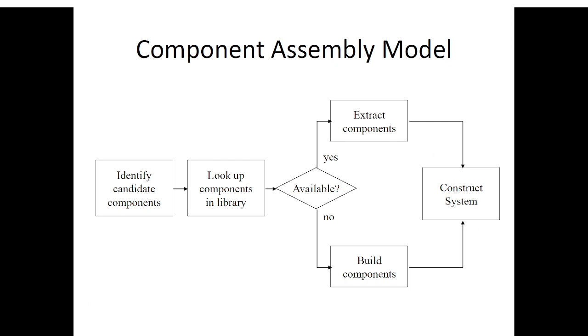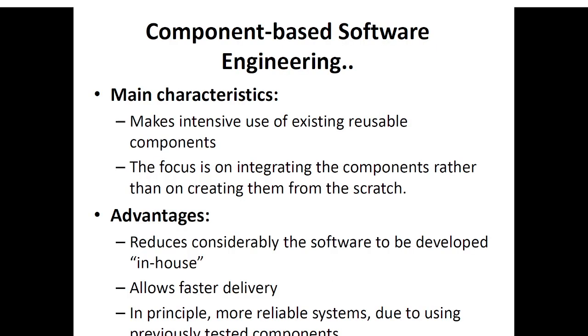This is also part of the RAD model, because the RAD model heavily depends on component-based development due to its constrained scope. The main characteristic of component-based software is that it makes intensive use of existing reusable components. The focus is on integrating the components rather than creating them from scratch. This is the main objective of component-based design.